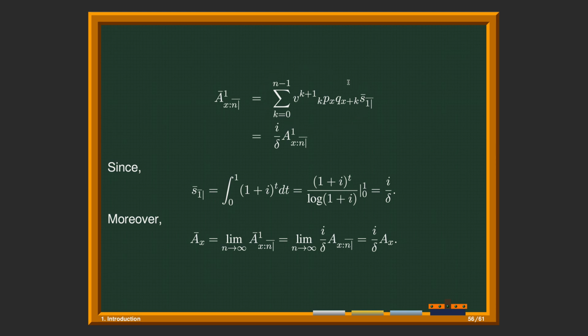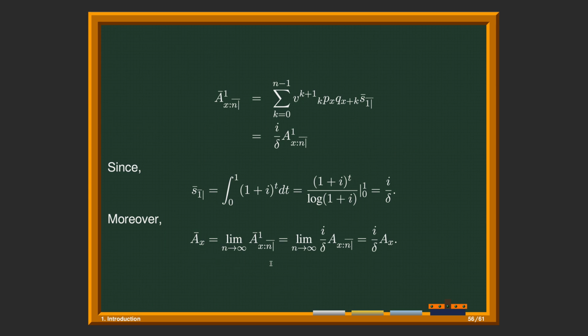So this is i over delta times the summation. And if you look at the summation, this is actually the same as the net single premium of an n-year term insurance payable at the end of the year of death, right? So assuming the UDD assumption, this would be our relationship between the net single premium of an n-year term insurance payable at the moment of death with that of the corresponding insurance which is payable at the end of the year of death. So there's this factor i over delta that we need to consider.